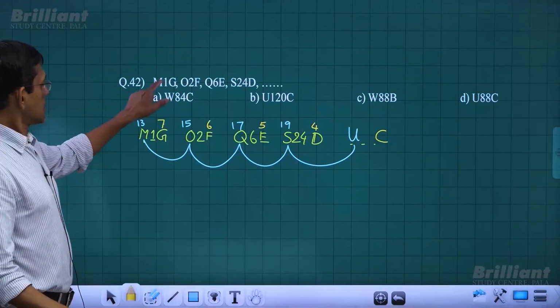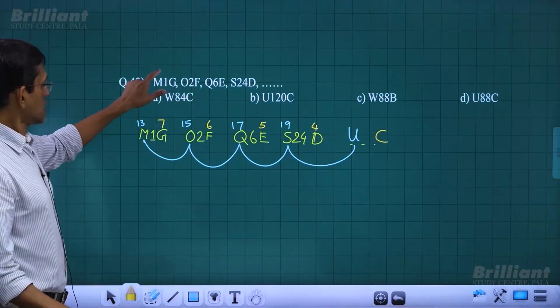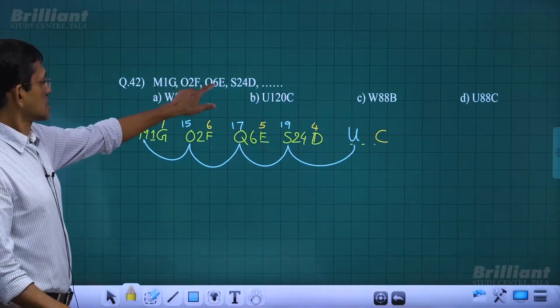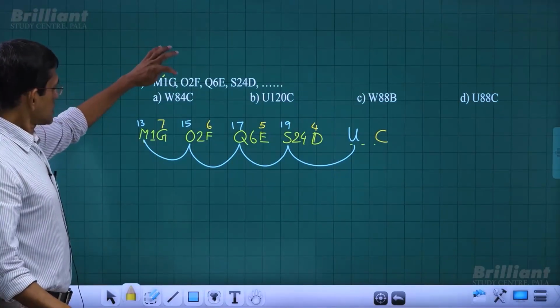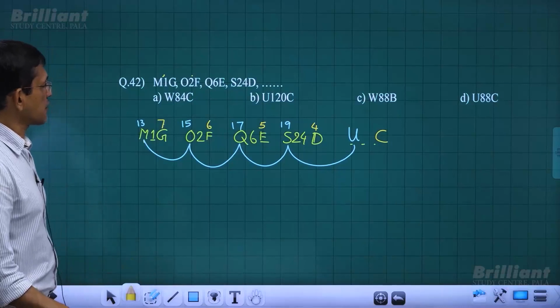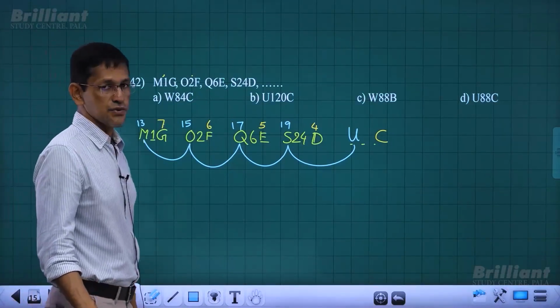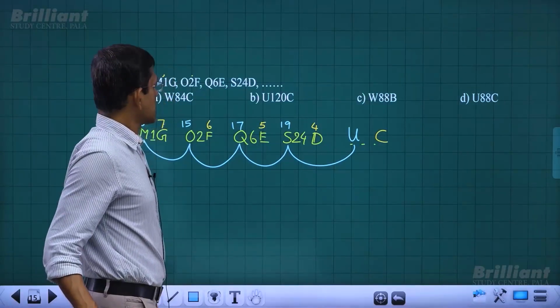Now, what's the number in the middle? So here we have M1G, then O2F. So 1, 2, and this is 6, this is 24. So at a glance, you can see that 1 into 2 is 2, 2 into 3 is 6, 6 into 4 is 24, 24 into 5, that's 120. So U120C would be the best answer.